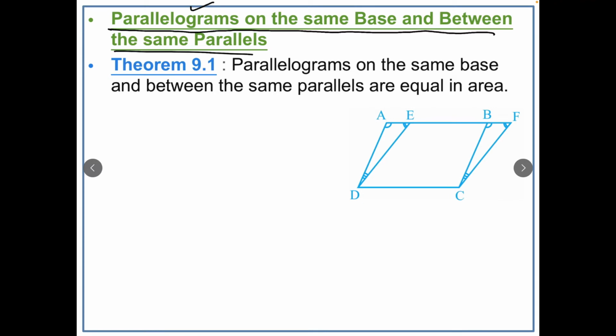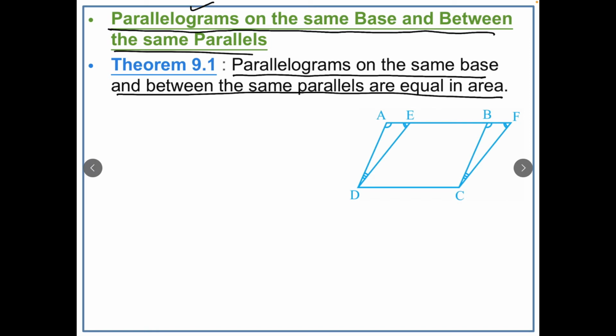Okay, so based on this we have a theorem, which is theorem 9.1. The statement of the theorem is: parallelograms on the same base and between the same parallel are equal in area, which means if we have two parallelograms which are on the same base and lying between the same parallel lines, then the area of the two parallelograms is equal. So whenever we have a pair of parallelograms on the same base and between the same parallel, then the area of the two parallelograms has to be equal.